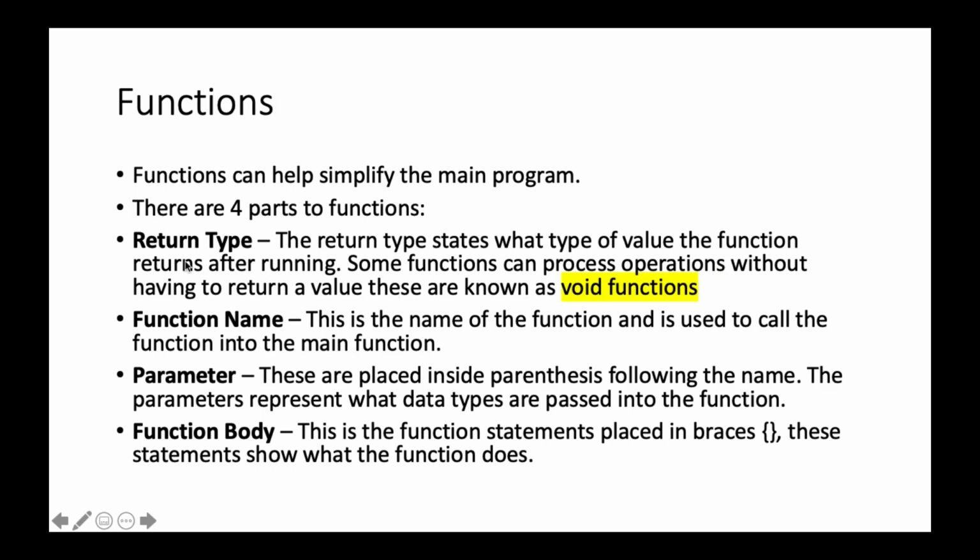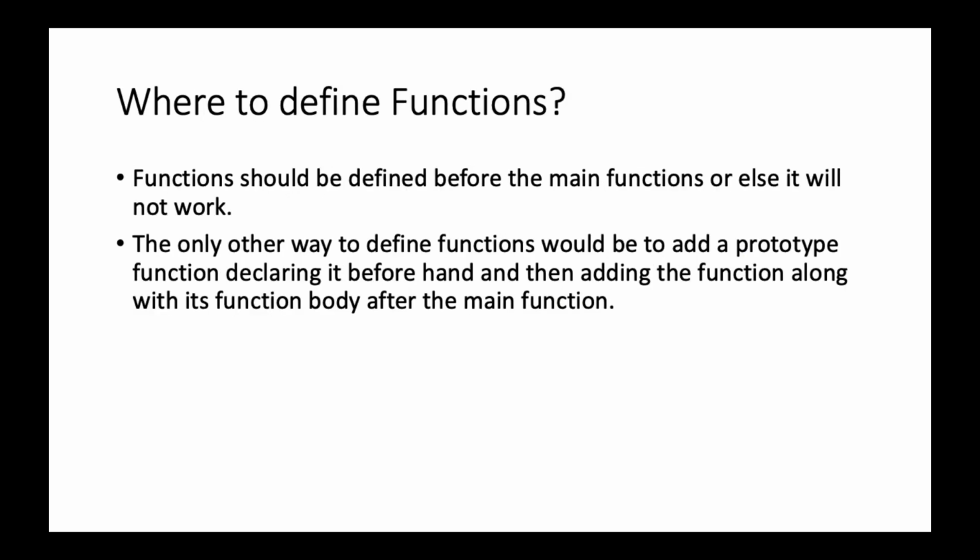So after putting the return type, you have the function name, followed by parentheses, and in those parentheses you have the parameters. These are the data types being passed into the function, and then after the parentheses you have the function body. So basically the lines of code stating what the function is for, or what the function is going to do within your program. So to define functions, you want to define them before the main function, or else it will not work.